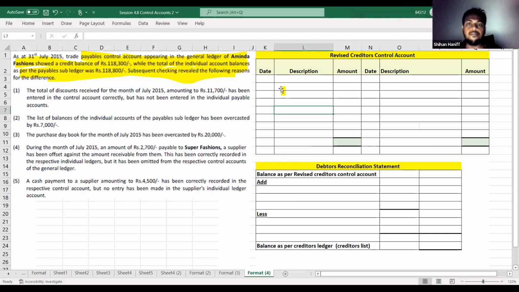So we have the creditors control account opening balance brought forward, which is 118,300 credit, right? And the subledger total balance, this is the creditors ledger balance, is 118,800.